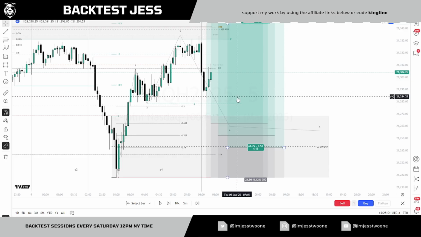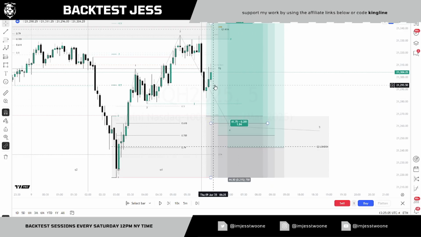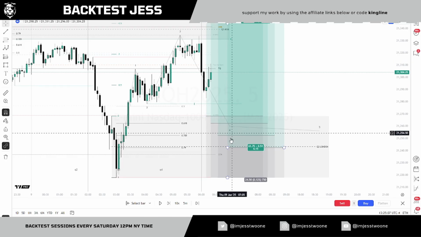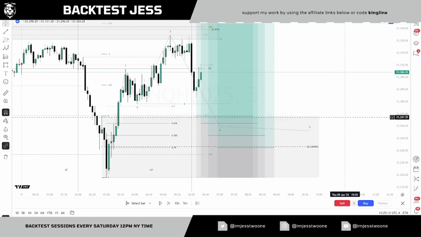This is Q1 now that we're in, by the way, because we're at 6 a.m. So we're now in Q1. And we should be catching, hopefully this 4 or 5 would give us the entry to catch the 6 to 10 a.m. candle expansion.